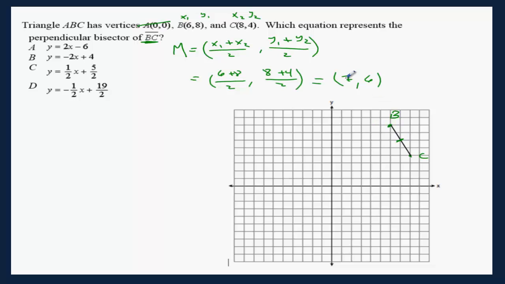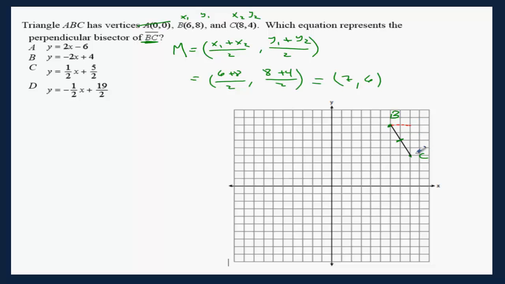Let's try to find if this is the same as (7, 6) or not. 1, 2, 3, 4, 5, 6, 7. 1, 2, 3, 4, 5, 6. Same thing. Okay. We need to find the line that is perpendicular to this segment here. The slope of this line is the negative reciprocal of the slope of this segment. Find the slope of this segment, rise over run.